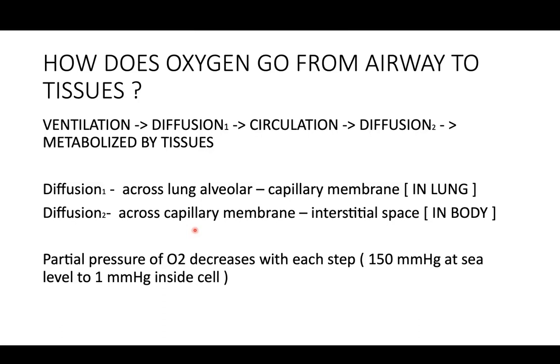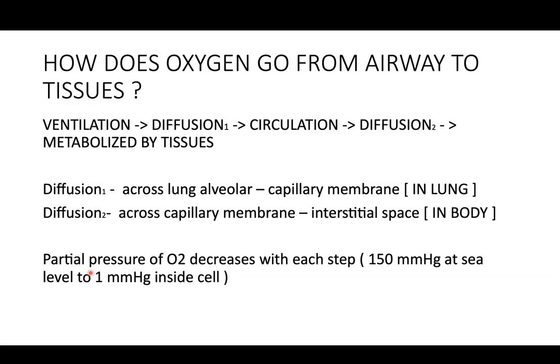Okay, so let's just go over it one more time. Ventilation, diffusion the first time, which is in the lung. Circulation throughout the body. Diffusion the second time, which is in the body, going from the bloodstream to a tissue, and then metabolized by the tissues. The partial pressure of oxygen decreases with each step. So what does that mean? So partial pressure is basically the pressure of oxygen in relation to the entire atmosphere or all the gases together. What's the pressure of oxygen in relation to that?